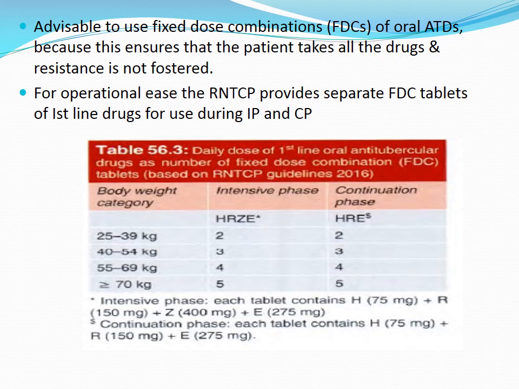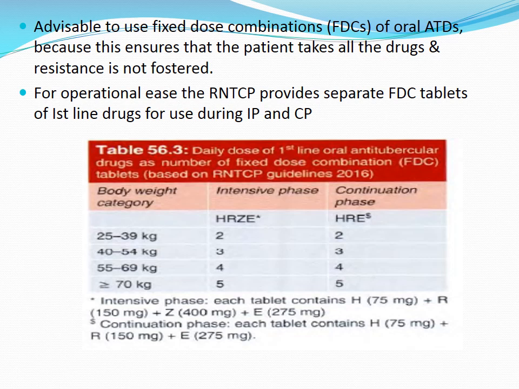Remember, if you tell the patient to take all the 4 drugs at different times of day for 2 months in the intensive phase, or 3 drugs for the four month duration in the continuation phase, it becomes very difficult as far as compliance is concerned. So the patient may tend to forget the dose. That's why the RNTCP has now come with the fixed dose combination. And for operational purposes, they have made the FDC tablet.